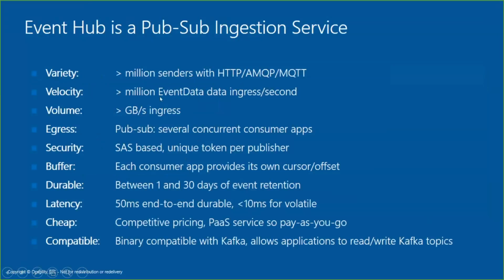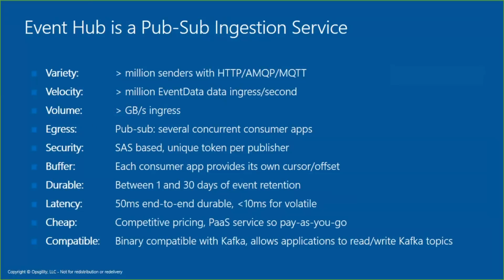Velocity is the event data ingress that happens per second. Volume is the amount of data that you're going to ingress. Egress is the concurrent consumer apps, let's say a mobile app that you're going to connect with, same as the Spectacum which I showed you now. Security is going to be the shared access policy and the SAS tokens that you're going to use. You also have buffer.